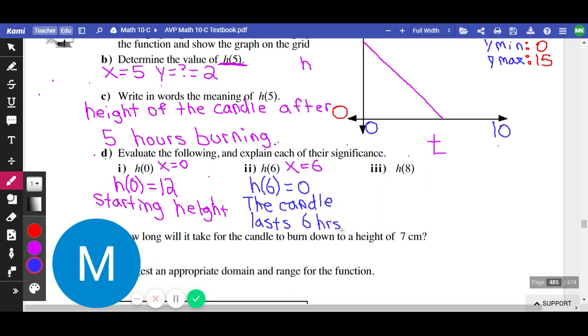Does anybody burn a lot of candles? Is that good? 6 hours? Yeah, that's pretty good.